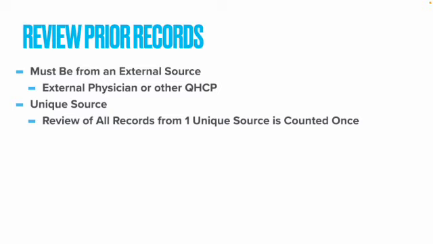So it can be a provider in their group. Say they are XYZ physician practice group and they have multiple specialties. If they are reviewing prior records from someone outside of their specialty in that group, they can do that, but they can't get credit for reviewing one of their peers in their specialty in the group. So it has to be someone outside of their group specialty.